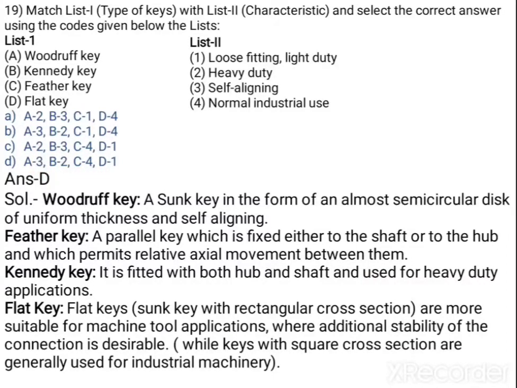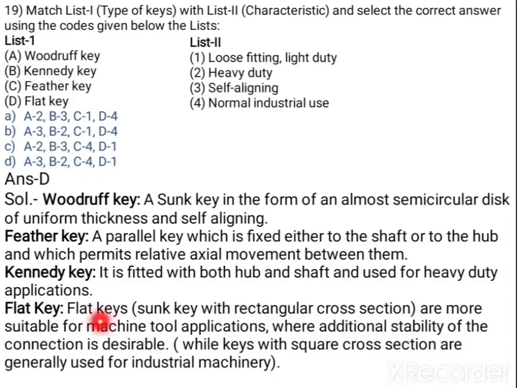Okay, one more we have to match, because the B option is also again 2. So the feather key is given: a parallel key which is fixed either to the shaft or to the hub and which permits relative axial movement between them, and the flat key is a sunk key with a rectangular cross section.